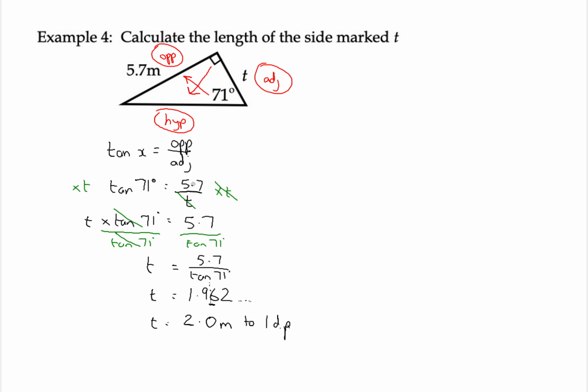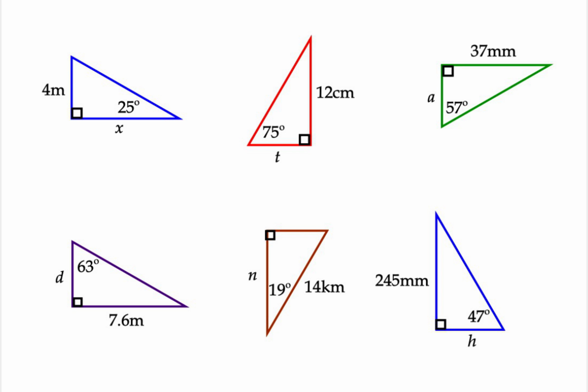Okay, so there's two examples. What I've got now is a screen where I've got 6 different triangles, and the task is here. I haven't written the instructions, but for each one, you're going to calculate the length of the side marked with an X.